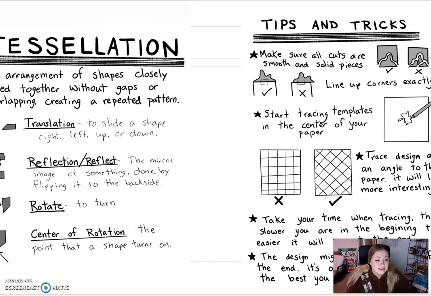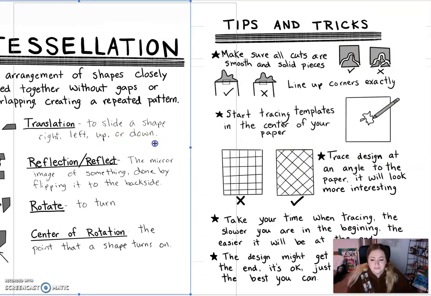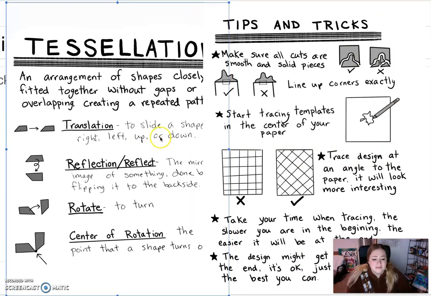I have another page that is tips and tricks. Oops, and I got cut off a little bit there. So with tips and tricks, it's going to give you some advice on how to make your project better. So you'll understand these as we get into them and watch the videos, but making sure you have smooth cuts, not jagged ones. Lining things up exactly, starting from the center of your paper, putting things at an angle, and then making sure you go slow and take your time. That's going to be key.